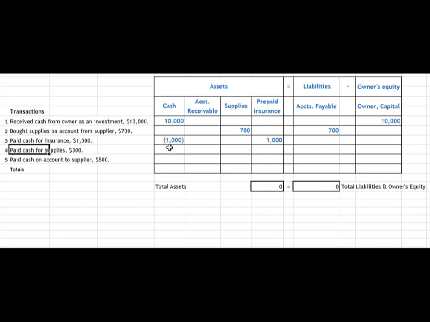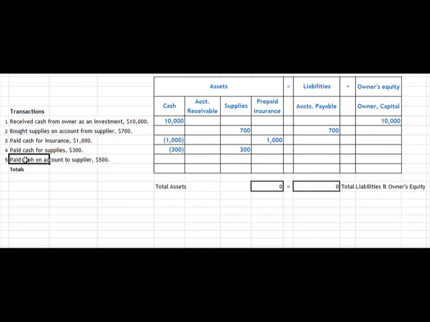So next one is paid cash for supplies. Again, payment of cash will decrease our cash, minus $300. Since we paid for supplies, our supplies account will increase by $300. Still, the equation is equal. There's no effect on liabilities and owner's equity.